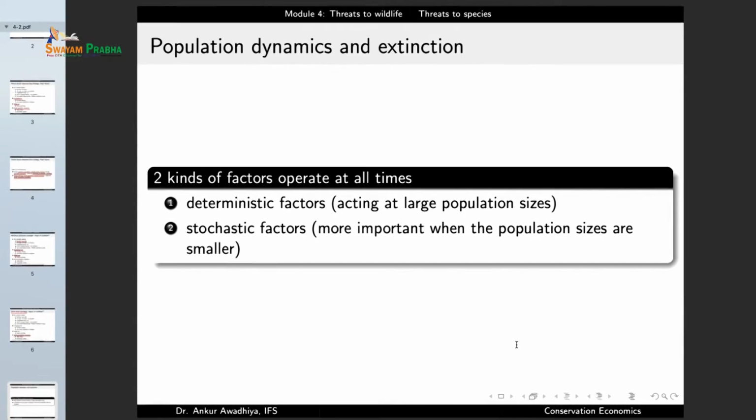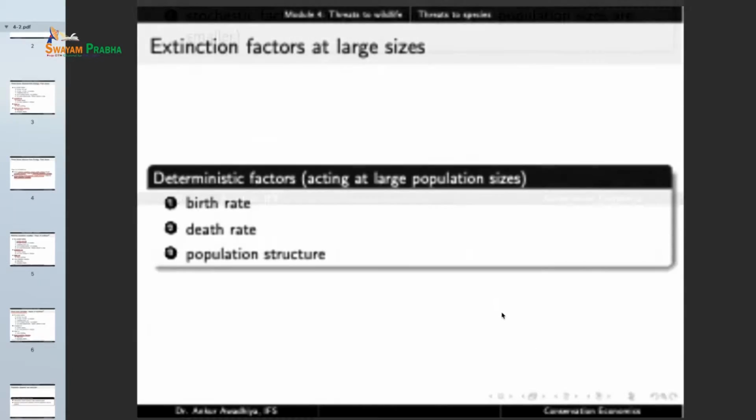Now, when we talk about any population, a population is comprised of individuals of the same species that are living in the same area and can potentially interbreed amongst each other. So basically, we are talking about a small cohesive group of individuals. Now, if you consider any population, there are two factors that are occurring at all times. These factors are the deterministic factors and the stochastic factors. Deterministic factors act at large population sizes, and stochastic factors are more important when the population sizes are smaller. So, what are these factors?